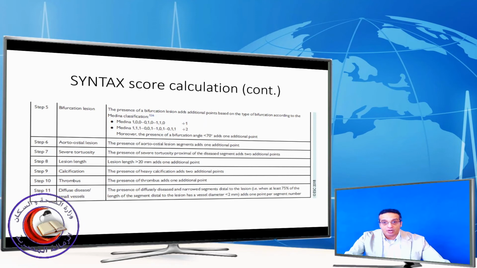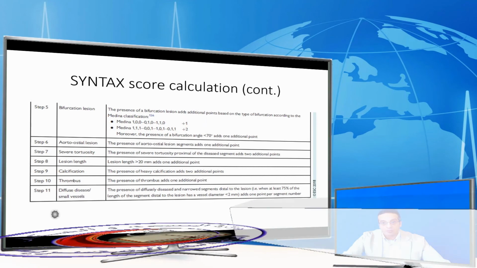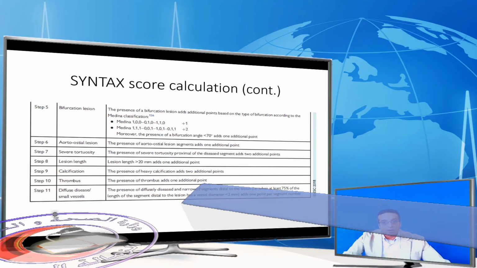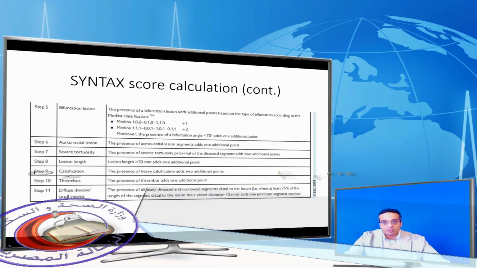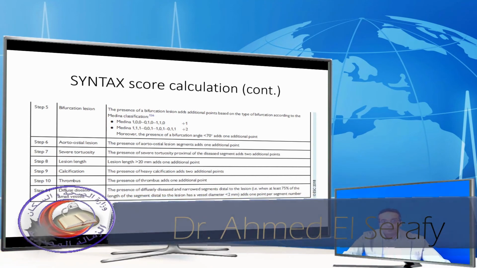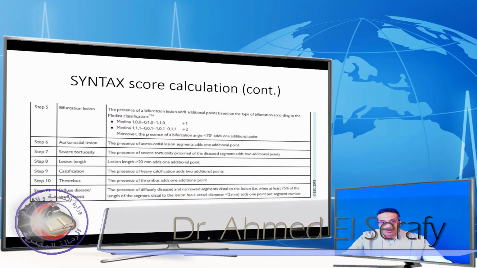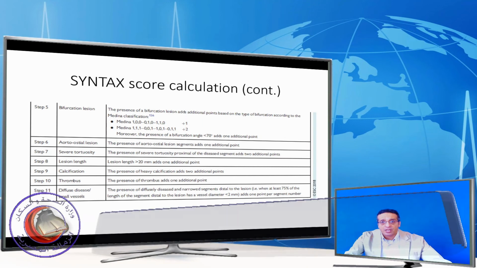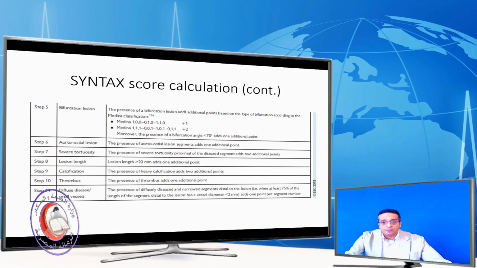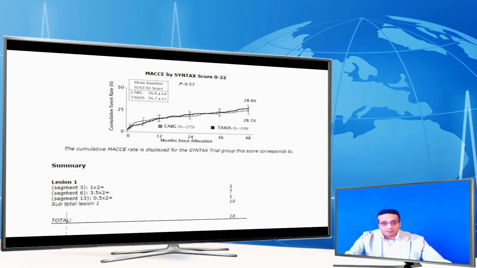You shouldn't memorize them, because if you go into the algorithm on the internet, it will go through every part of this and it will not be completely accurate. So we did this for our patient. We did a SYNTAX score and it showed us a SYNTAX score of 10. What is 10? Is it high? Is it low? Is it not?